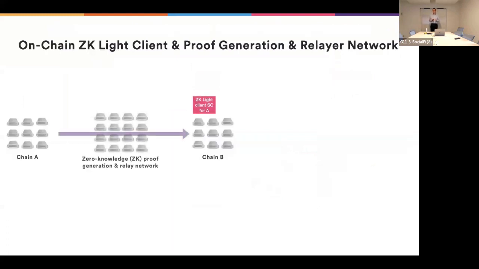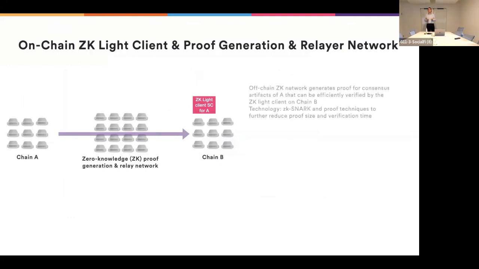Again, the two chains. For this, we put up a so-called zero-knowledge proof generation and relay network. This can be a larger number of machines. Those fetch, again, consensus artifacts from chain A, validate them, and if they deem them valid, they generate a zero-knowledge proof, so a ZK-SNARK. And an even compressed version uses a recursive zero-knowledge proof technique to make it very, very small and efficiently verifiable. And then this efficiently verifiable proof of consensus of chain A having happened correctly is sent to this light client on chain B, and then it can verify it efficiently.